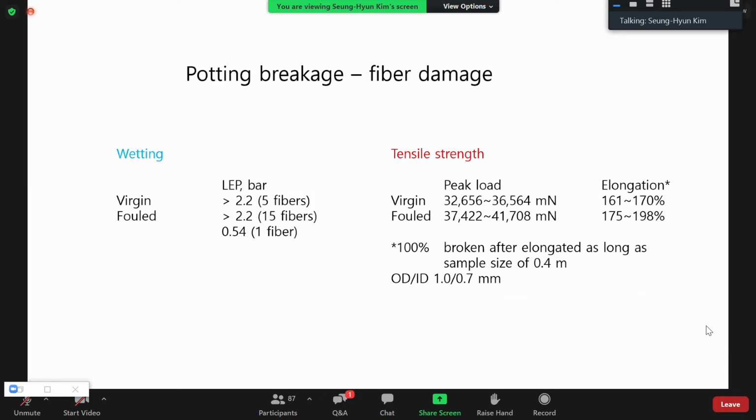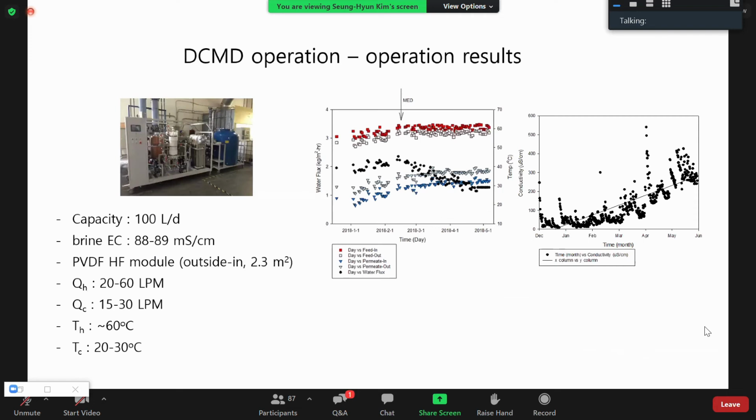And we also checked the tensile strength and wetting. Tensile strength was fine. Wetting, the fibers were not wetted. And DCMD operations, this one is a small plant, about 100 liters per day. The brine electric conductivity is about 90 millisiemens per centimeter.